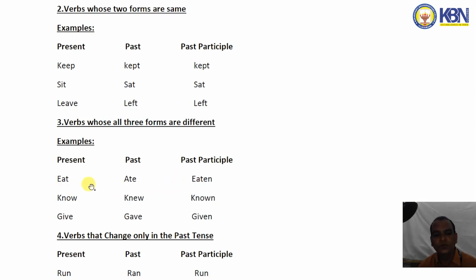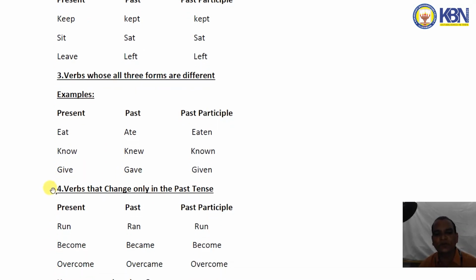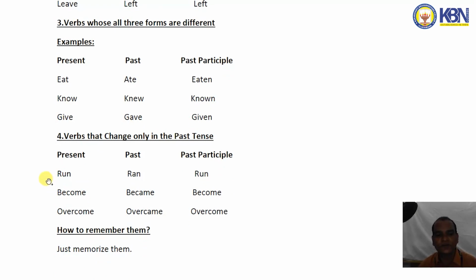ఇట్లా 3 ఫార్మ్స్ కనుక డిఫరెంట్‌గా ఉంటే మనం ఇర్రెగ్యులర్ వర్బ్స్ కూడా రాయొచ్చు. దెన్ ఈట్, ఏట్, ఈటెన్. నో, న్యూ, నోన్. గివ్, గేవ్, గివెన్. ఇట్లా ఇంకొక పద్ధతిలో మనం ఇర్రెగ్యులర్ ఫామ్స్‌ని ఫామ్ చేయవచ్చు. అండ్ ద ఫోర్త్ వే దెన్ వర్బ్స్ దట్ చేంజ్ ఓన్లీ ఇన్ ద పాస్ట్ టెన్స్.